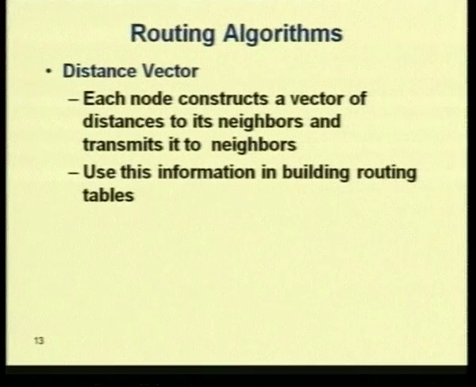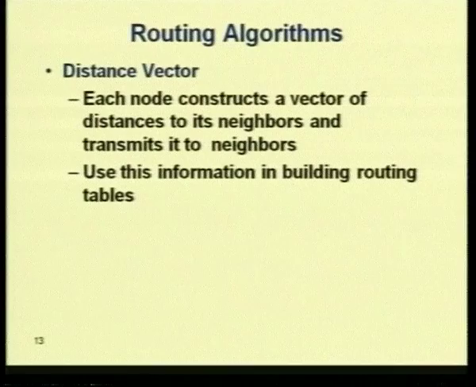Now let us take a look at the distance vector routing algorithm first. It is a very simple algorithm. What it does is, each node in this algorithm constructs a vector of distances to its neighbors and transmits that information to its neighbors, and this information is used for building the routing tables. So this is what happens in distance vector, that is, each node will just look at its connectivity, what are the neighbors to which it is connected, and it forms a vector which has the distance to its neighbors and transmits this to the neighbors.